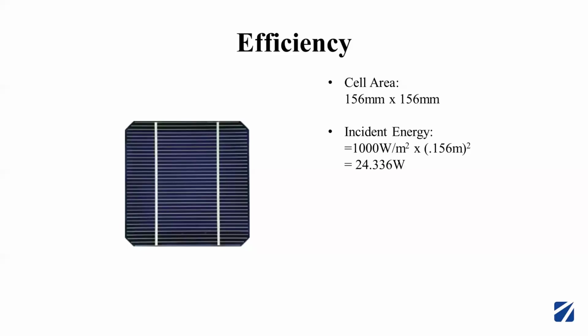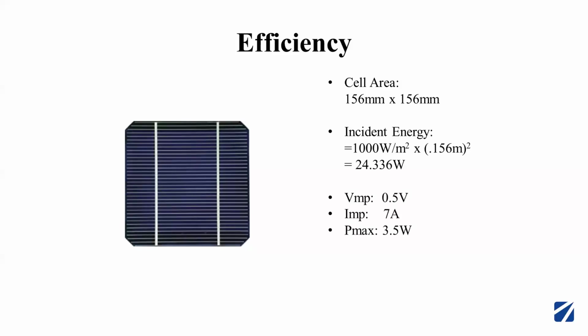So it is less than 1000, or sometimes during peak hours it could be more than 1000. So exactly 1000 is not maintained throughout the day. For calculating efficiency, here we have given 1000 watt per meter square into 156 into 156 millimeter square. So here we have 24.336 watts incident energy, that is input energy.